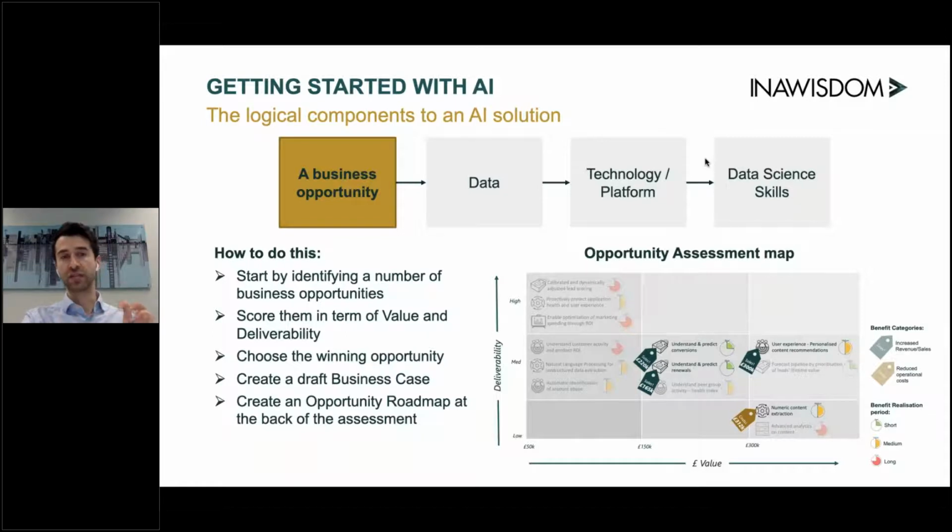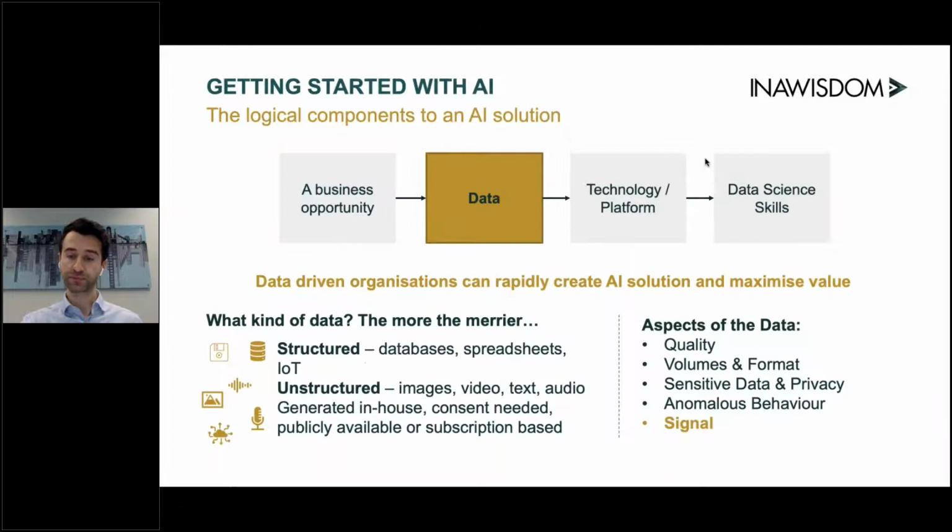So let's say now that we've selected one business opportunity and we clearly defined it. The next stage, of course, is data. And without data, AI cannot live. It's perhaps the blood of AI solutions. But you'll be surprised as to what kind of data you will need to actually get there, because data comes in all weird and wonderful shapes and forms.